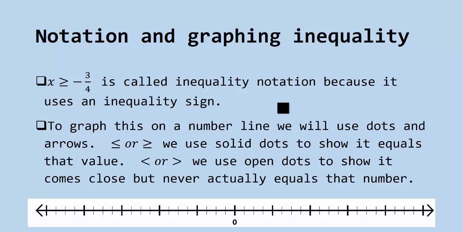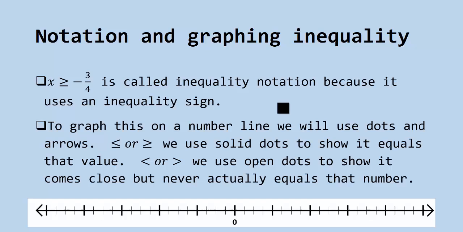To graph this on a number line, we will use dots and arrows. For the less than or equal to or greater than or equal to symbol, we use solid dots to show that it equals that value. With the less than or greater than symbol, we use open dots to show it comes close but never actually equals that number.